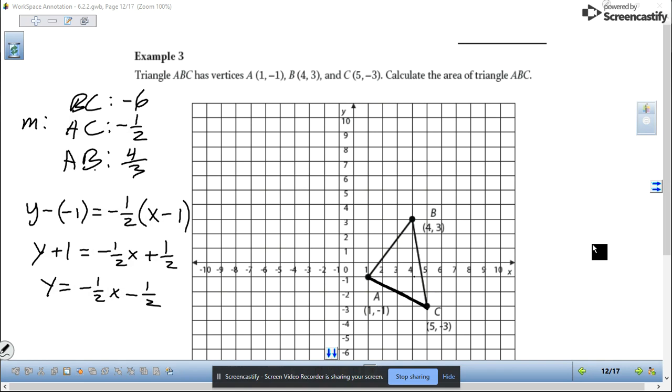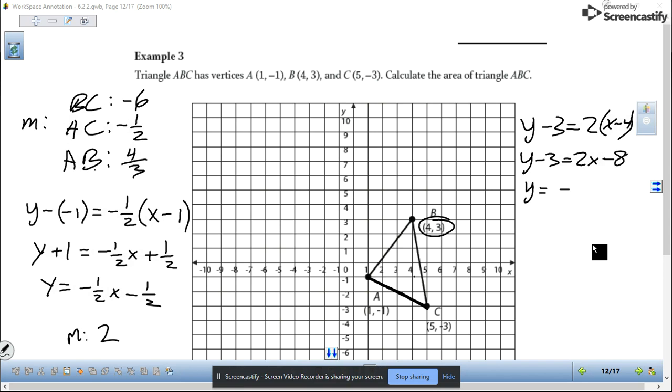Great. So my slope for my other line ought to be positive 2 because it's got to be perpendicular. So we have y minus, and I'm going to use this point up here, B, for the next part. So y minus 3 equals 2 times x minus 4. Okay? And so now I'm going to clean this up. y minus 3 equals 2x minus 8. And so then I get y equals 2x minus 5. Now, let me bring this one back over here: y equals negative 1/2 x minus 1/2.